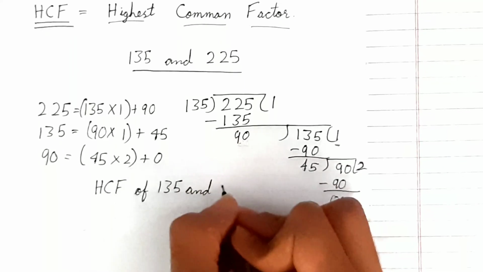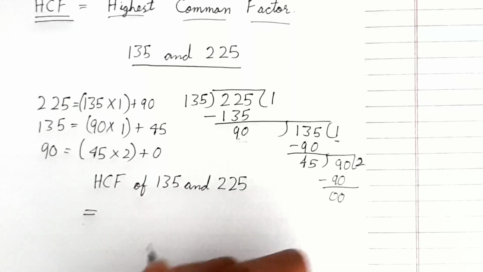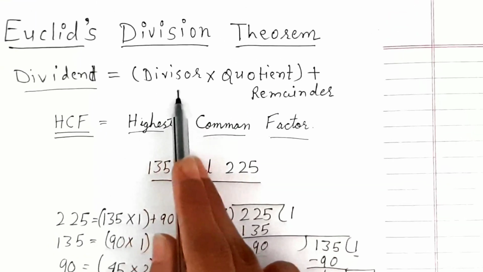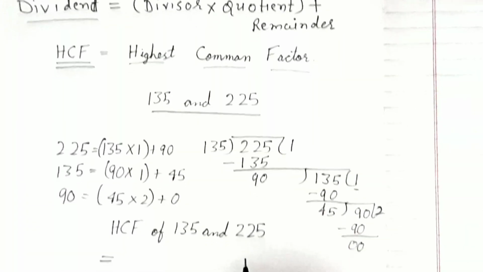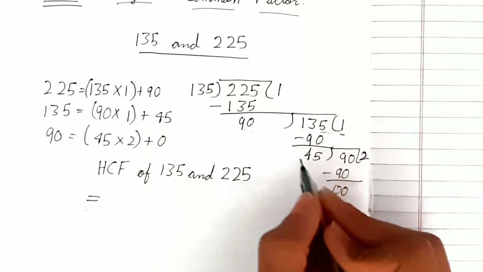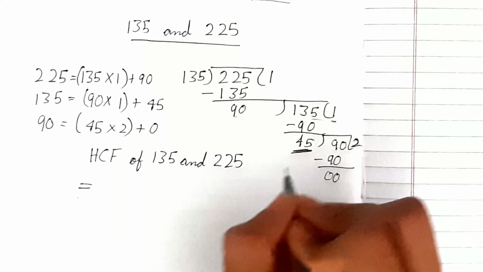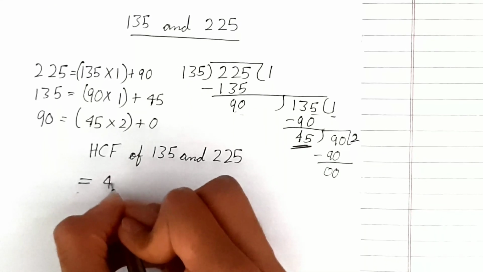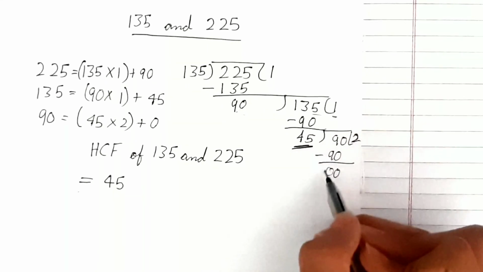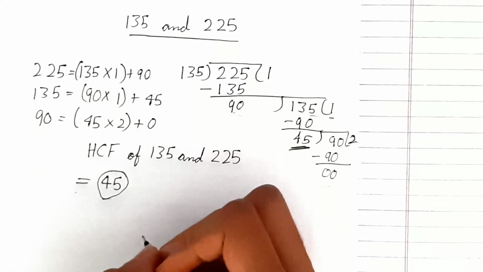So over here our HCF of 135 and 225 would be the last divisor. That means in our first part the divisor was 135, in our second it was 90, and in our third part it is 45. So 45 would be our HCF of 135 and 225. It doesn't matter how many parts you have, but in the last part, when you get the remainder as 0, the divisor would be your HCF. In this case, we have 45.